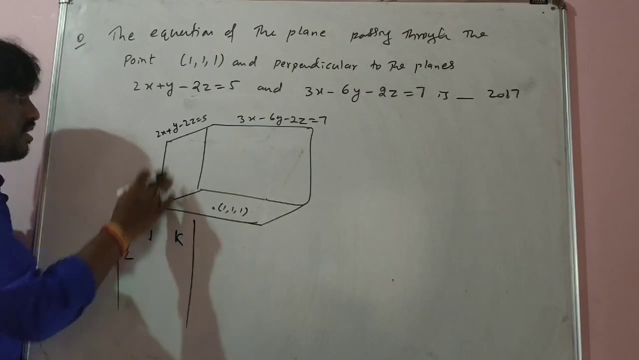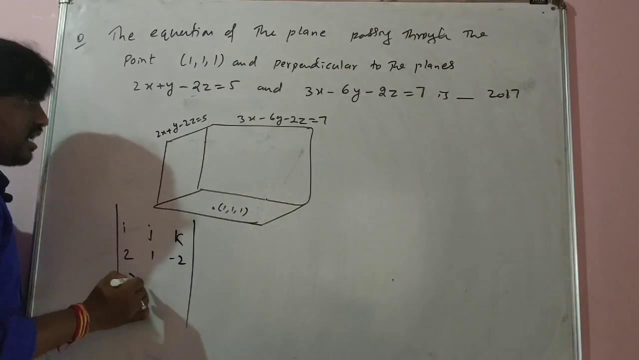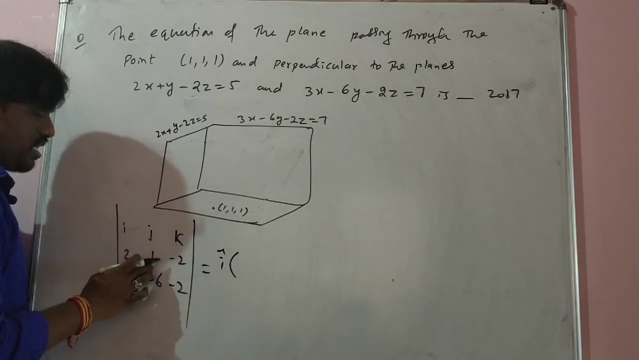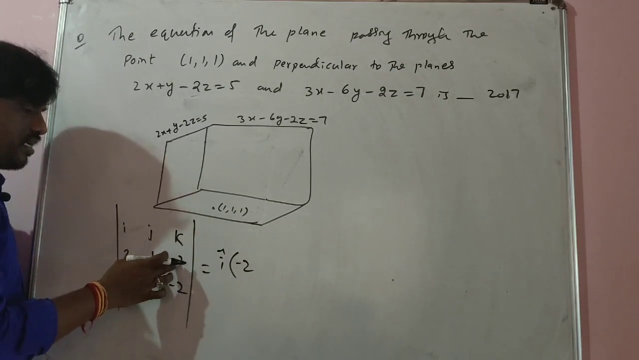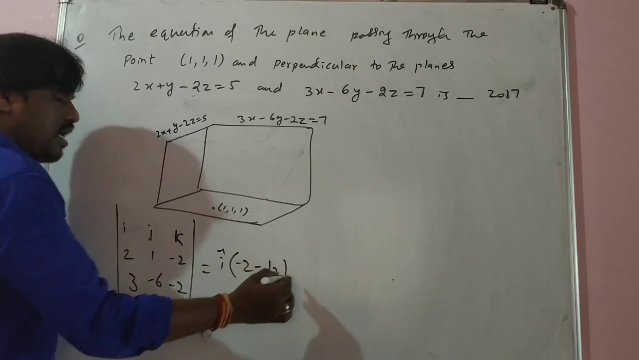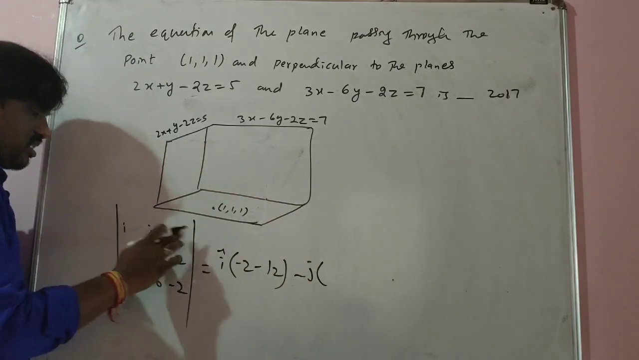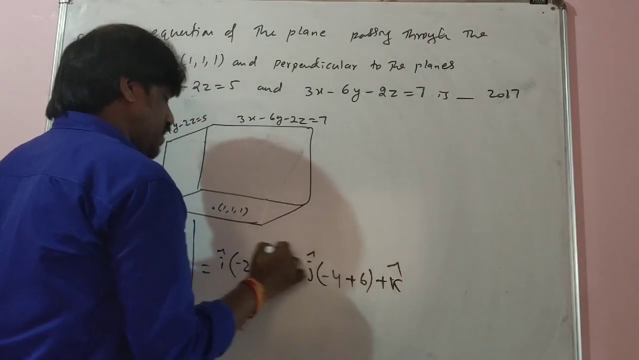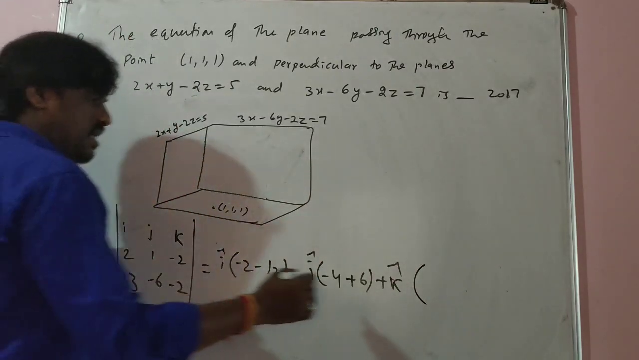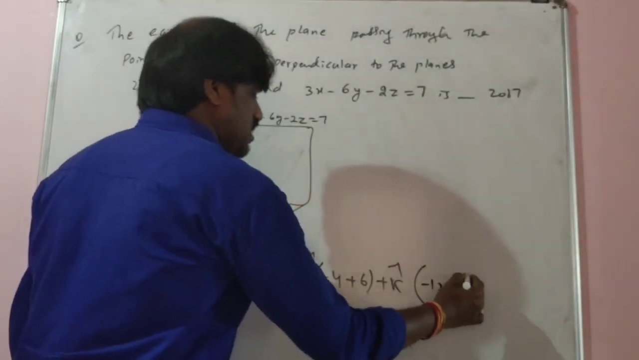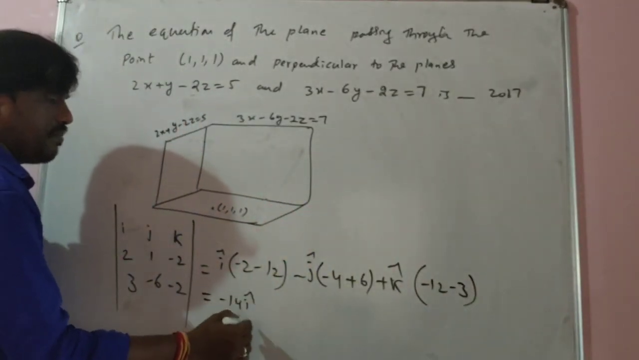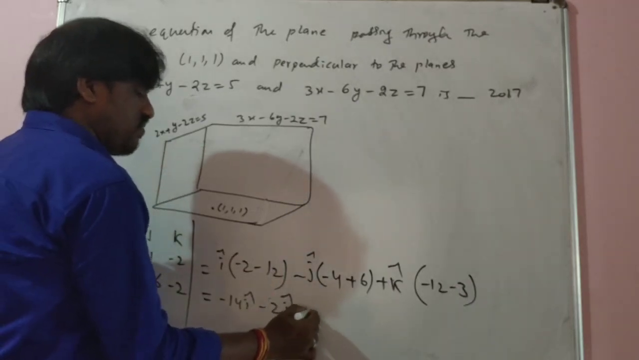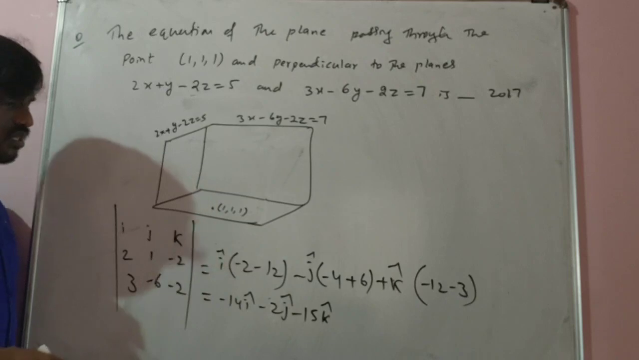So what do you have here? 2, 1, -2, and for this I have 3, -6, -2. So you can write i cap into 1 into -2 is -2, and minus of plus 12, so minus of this is plus 12. And minus j into, if I close this and this, -4 and plus 6. Plus k cap into -12 minus 3. So what I am going to get here is -14 i cap minus 2j cap minus 15 k cap. This is what I got.